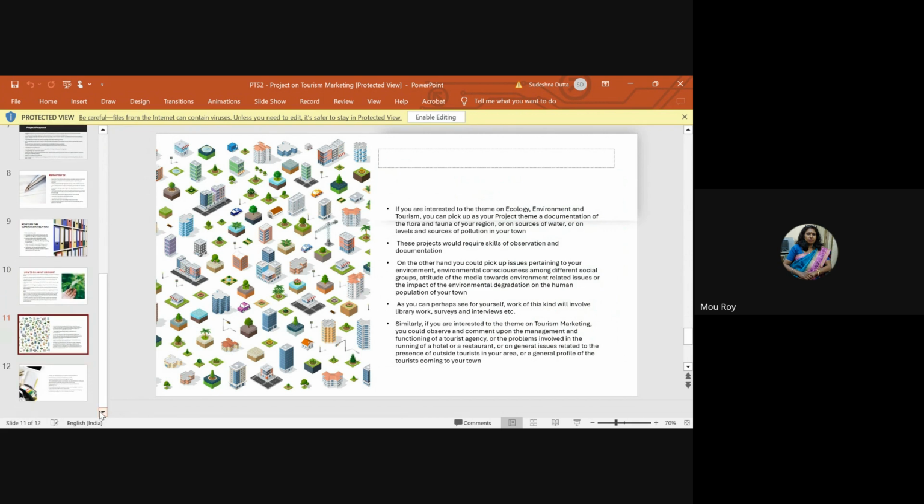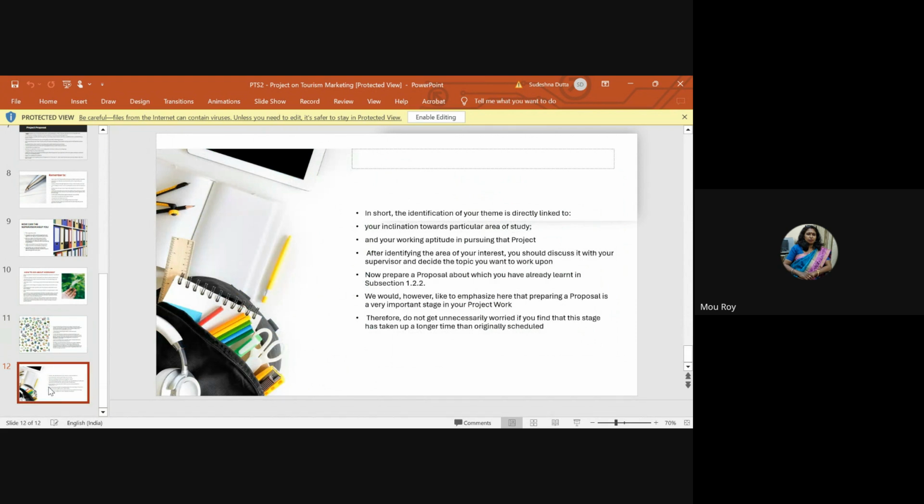Acha, yes. Then, in short, the identification of your theme is directly linked to your inclination towards a particular area of study and your working aptitude in pursuing that project. And after identifying your area of interest, you should discuss it with your supervisor. See, before all this, like the proposal, you should discuss with your supervisor, and once she acknowledges it, then you can go ahead and do an in-depth study of it.